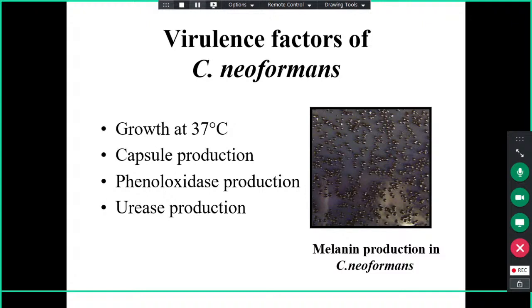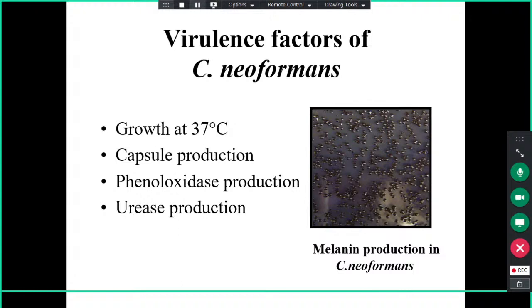Second is, as you have seen in the India ink preparation, it has got a capsule. So they will evade the immune system, so it cannot be phagocytosed. So that can enter the pulmonary system and can go to different parts of the body.